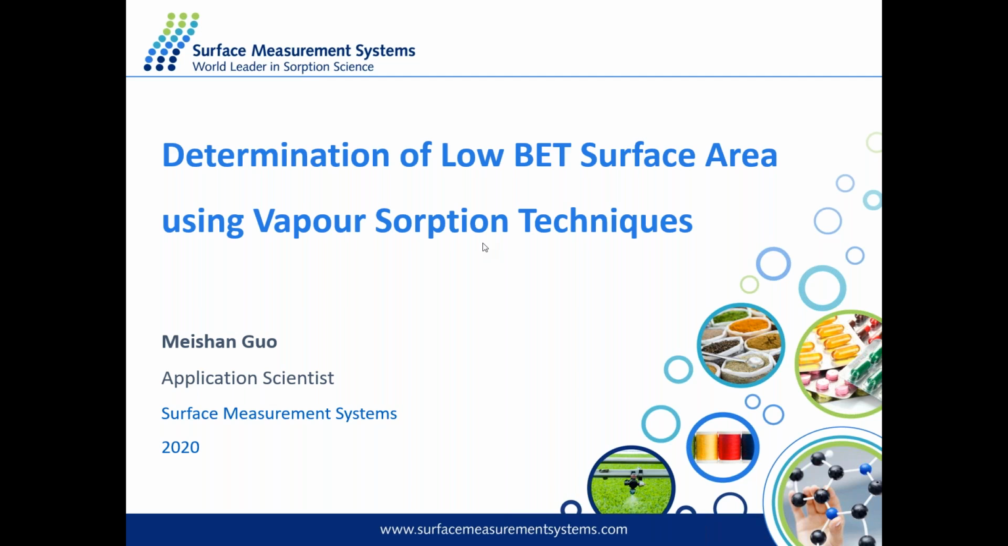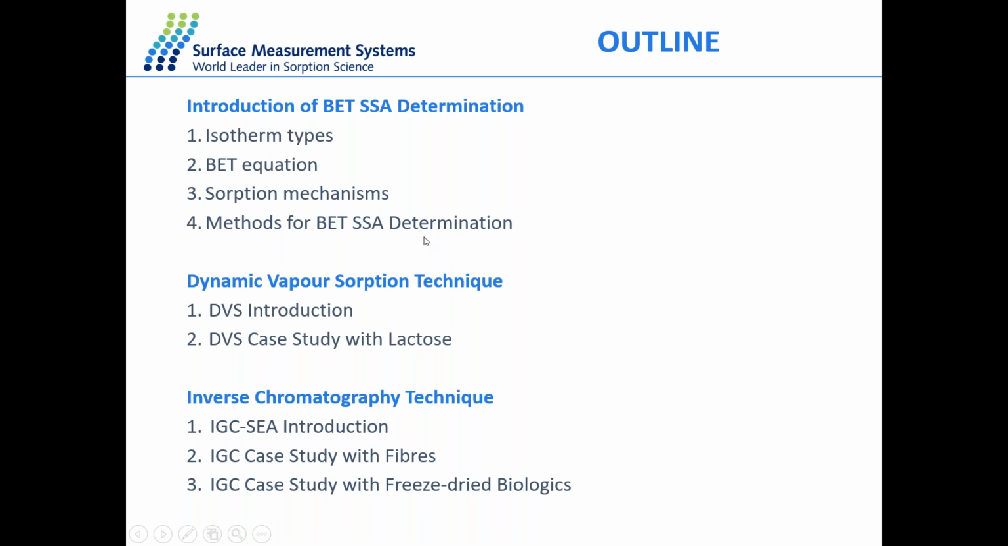So in my presentation, I will just focus on the BET surface area determination using both of the techniques we introduced previously, IGC and DVS. And here's the outline of my presentation. First we will have a brief introduction about the BET specific surface area determination theory, like different types of isotherm, the classical equation for BET calculation, and also different methods for the BET determination. And then we will go into detail for each of the techniques with different case studies with lactose, fibers, as well as some freeze-drying materials.